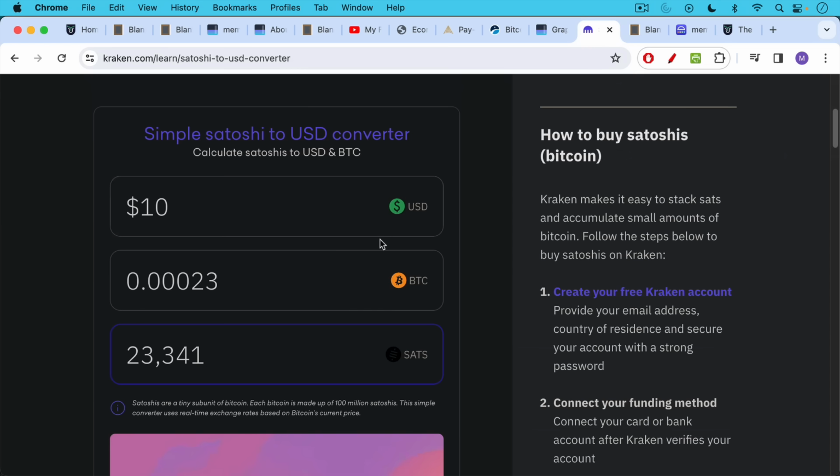Also wanted to link, I think I just skipped it, to this calculator. Obviously there are 100 million Satoshis in a Bitcoin. This is a handy calculator just to give you a mental idea of how much 20,000 or 23,000 Satoshis is. It's approximately $10 at current exchange rate. So this can be helpful as well when you're thinking about fees and their dollar or fiat equivalent.